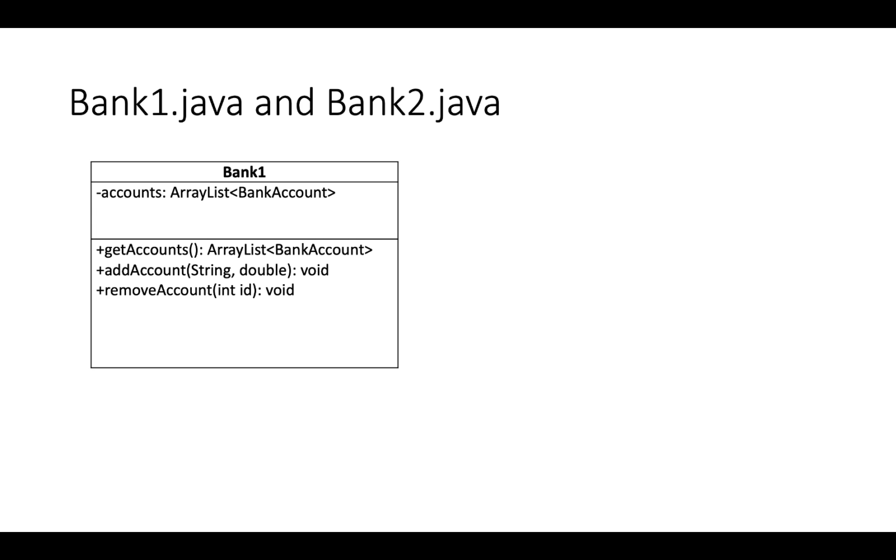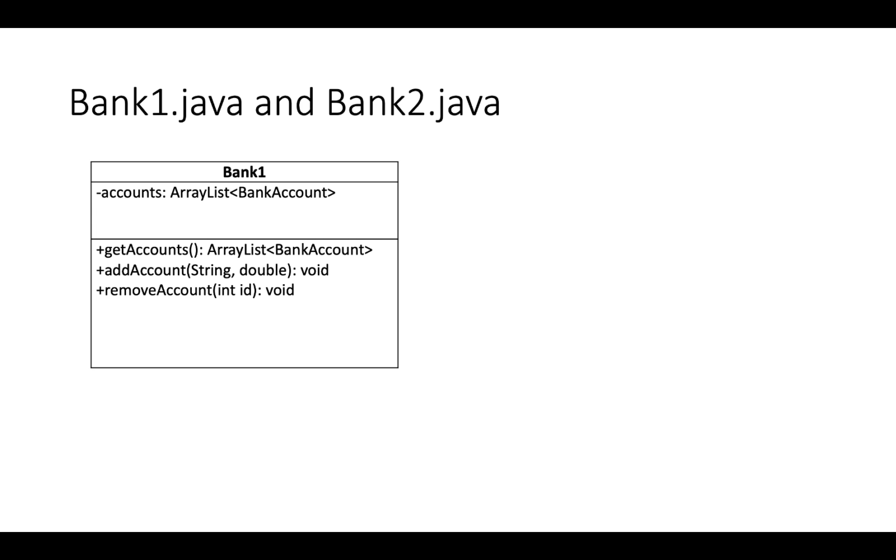You can see it has a single attribute, which is going to be named accounts, and it is going to store a collection of bank accounts using an array list. It will then have a method named getAccounts that returns that collection of array lists. We're going to see how to interact with an accessor returning a collection of objects. Then it's going to have an addAccount method that allows the bank to create a new bank account, add that to its array list, and then a removeAccount method.